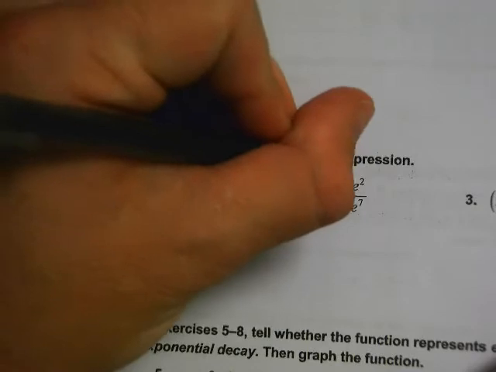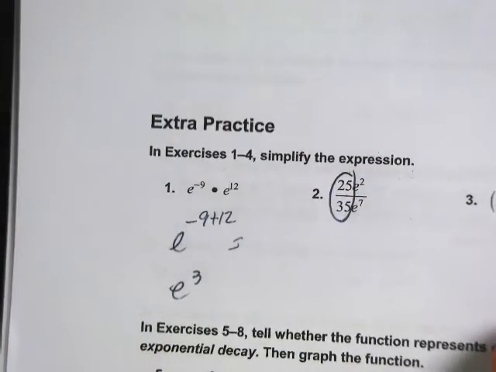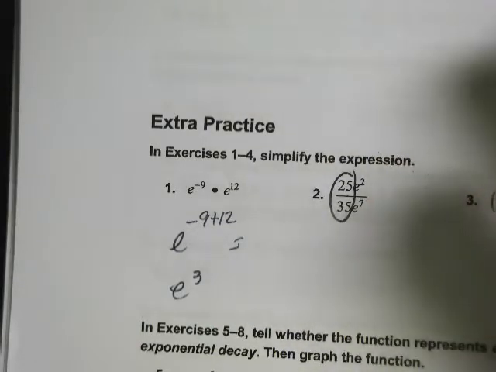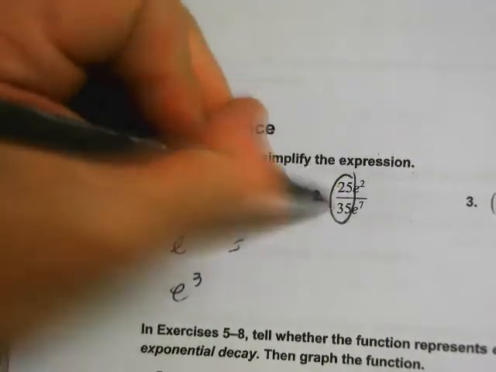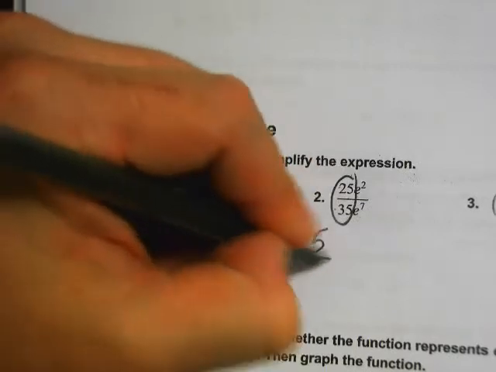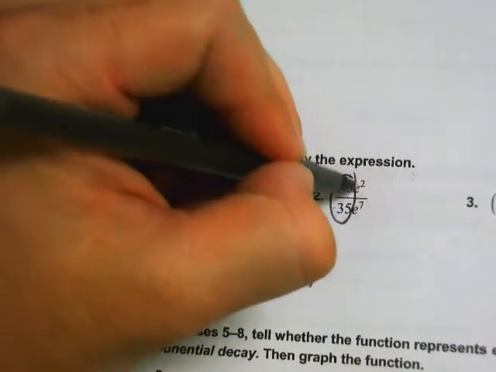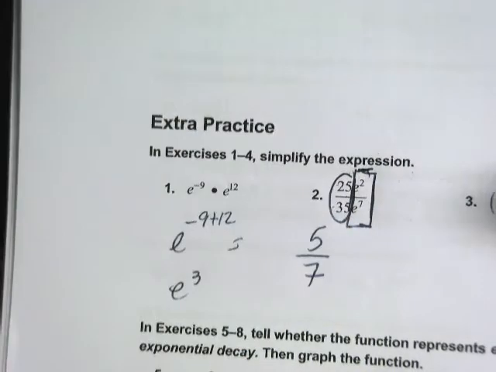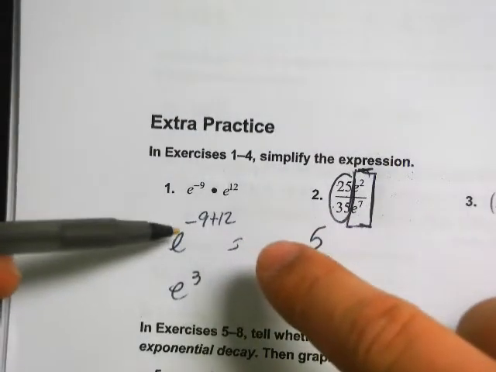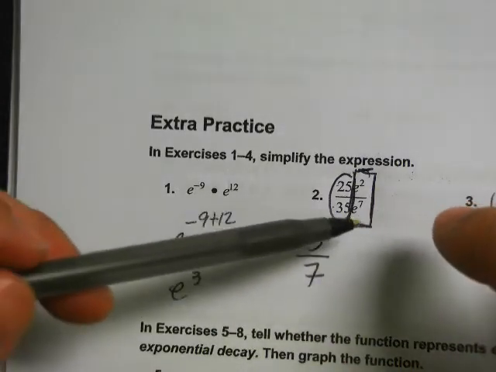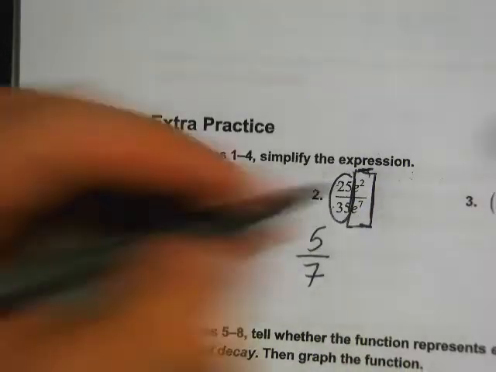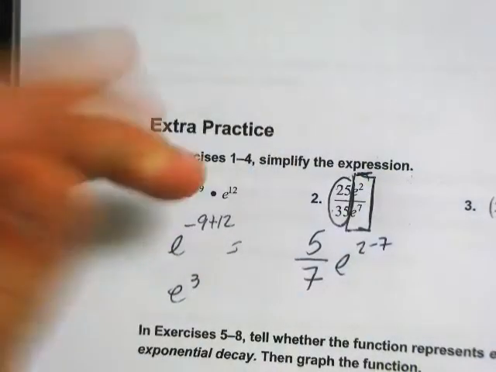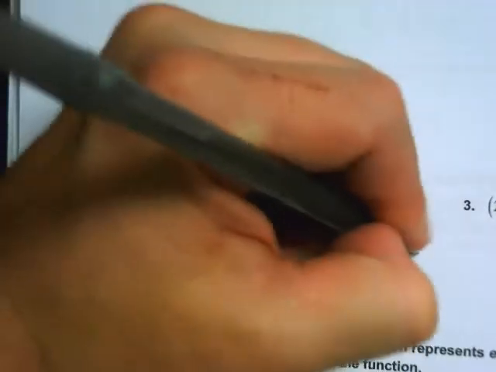On number 2, we see two different things going on. We have coefficients and we have variables. So I'm going to deal with the coefficients first and then go into the variables. 25 divided by 35 reduces to 5 over 7. And then our variables, just like when we have like bases, we can add exponents. When we divide like bases, we can subtract exponents. So this is e to the 2 minus 7, all over, this will be e to the negative 5.